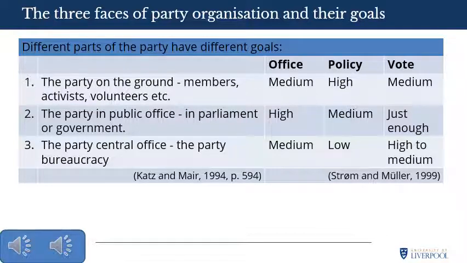And he broke them down into three different subgroups, now known as the three phases of party organisation. These phases are the party in public office, the element of the party that operates in parliament or government. You might think of them as elected representatives. The party on the ground, the members, activists, volunteers, and so on, and the party in central office, which is the bureaucracy, like CCHQ or Labour HQ.